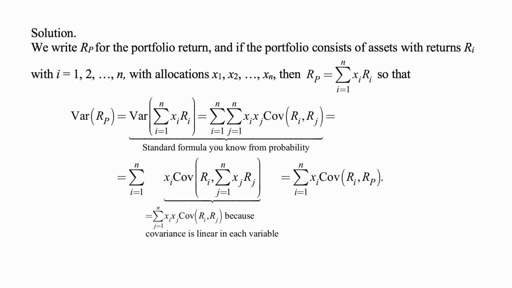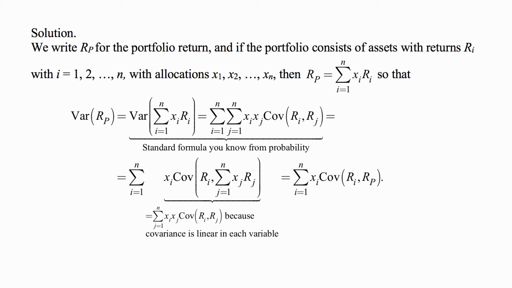It's actually the other way around. The way it's written is that the weighted sum of covariances is a covariance of a weighted sum because of it being a linear operator. And what we see here is that this becomes the sum from i equal 1 to n of xi times covariance of Ri with the sum from j equal 1 to n of xj Rj. And this sum of xj Rj is simply the return of the portfolio, so this becomes the sum from i equal 1 to n of xi times covariance of Ri with Rp.